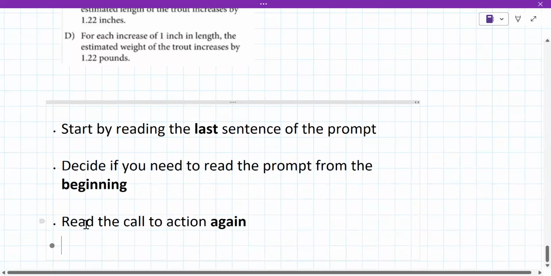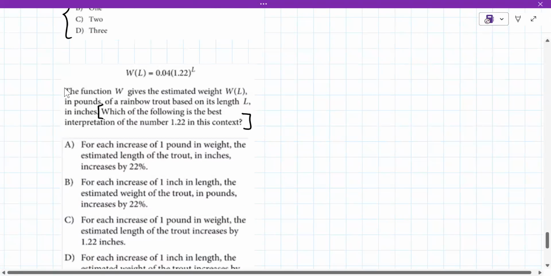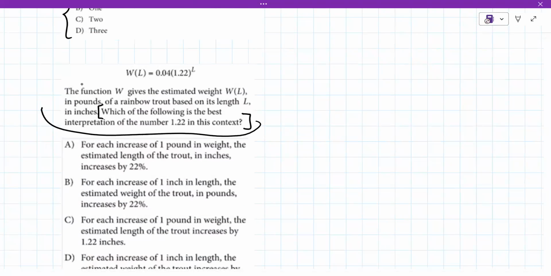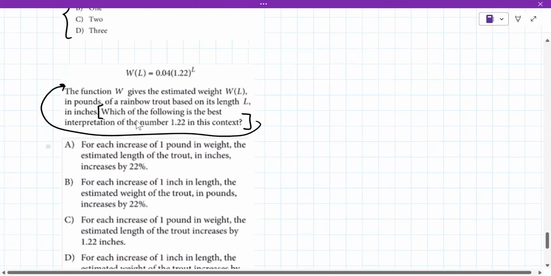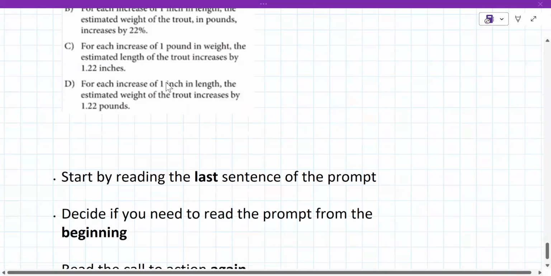So if you do go to read the prompt, you want to read the call to action again. You say, okay, which of the following is the best interpretation of the number 1.22? You go back and read from the beginning, and then you read the call to action again. It's a way to get your brain thinking about what's going on.